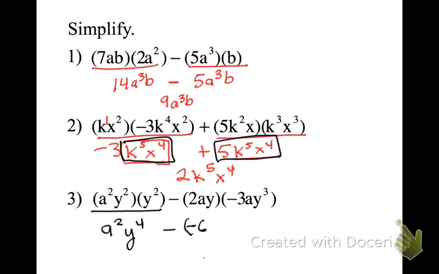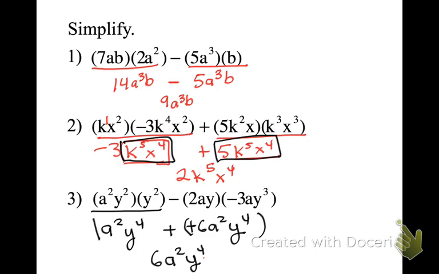Wait, didn't it be a to the second and y to the fourth? Okay, so since that's negative, a negative times a negative makes a positive. Now what is it simplified to? What's going to be my coefficient? 6. Coefficient will be 6. How many a's? A to the second, y to the fourth.